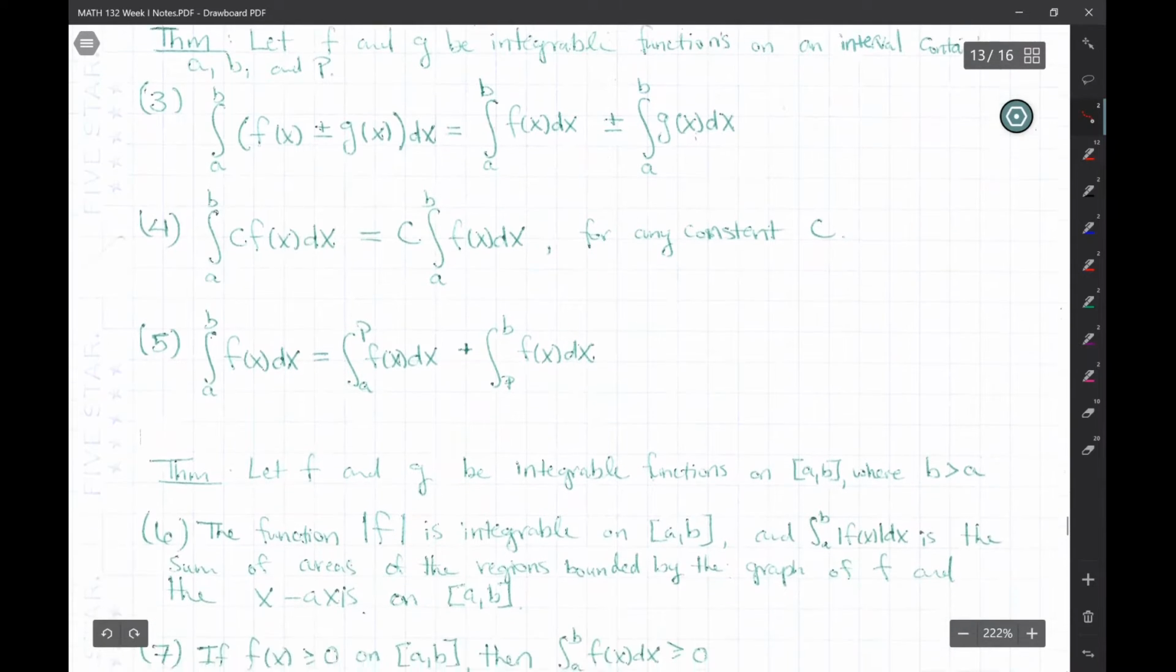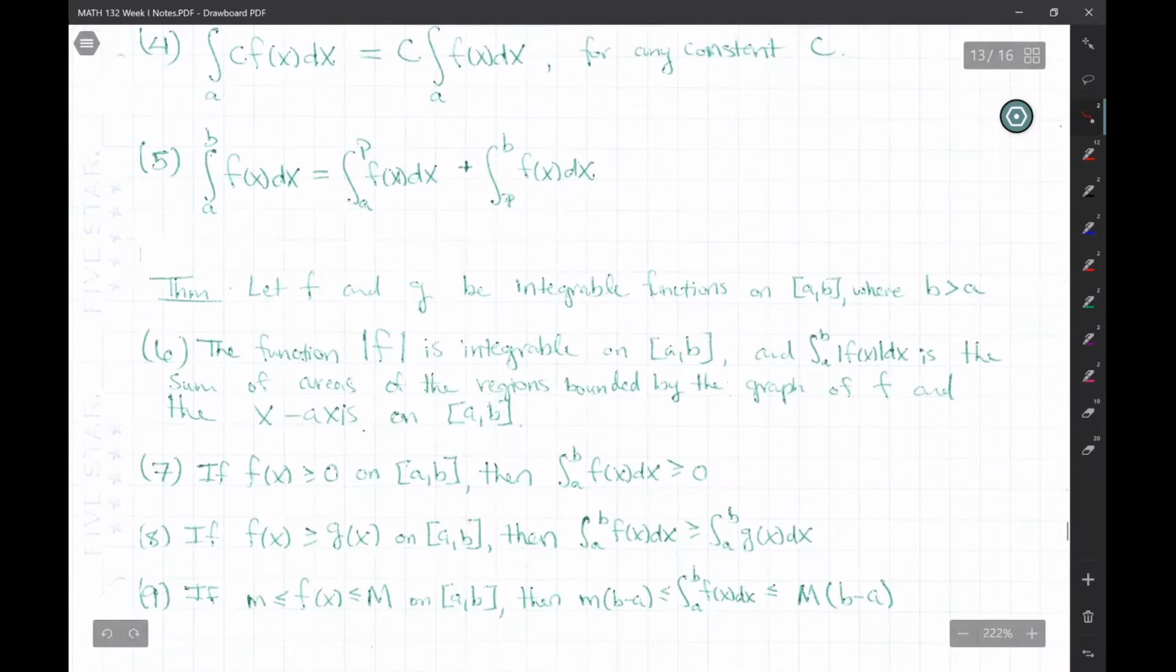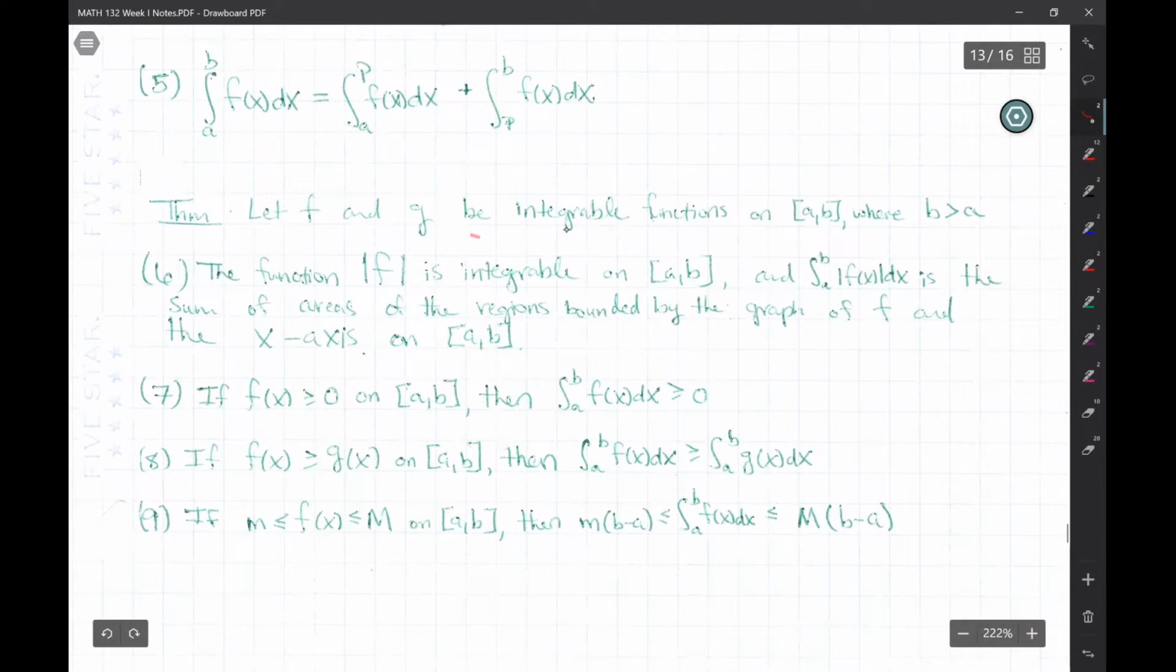Okay. For the remaining properties, we'll assume the functions f and g are integrable, but here we'll be strict about it, and we have that b is strictly greater than a, and we are considering integrable functions on the interval a to b. So the function absolute value of f is integrable on a to b, and the integral of the absolute value is the sum of the areas of the regions bounded. Okay, so instead of giving you the net area, this gives you the actual area. Okay, so the area without the signs.